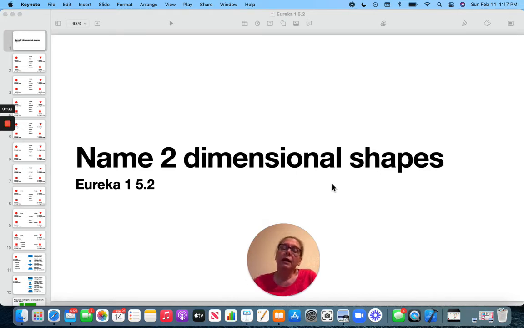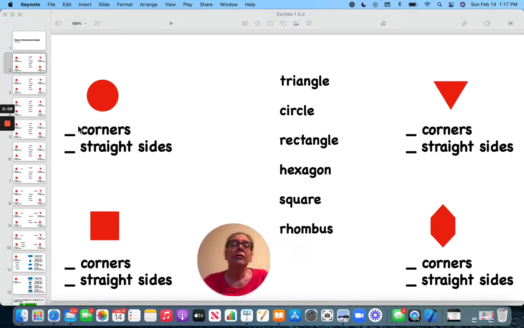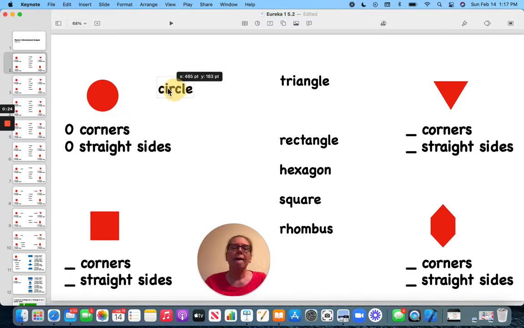Today we're going to name some of those two-dimensional shapes. Let's begin. Okay, this is a circle, and a circle has 0 corners and it has 0 straight sides. So we're going to call this a circle. Oh, I don't have to move it.